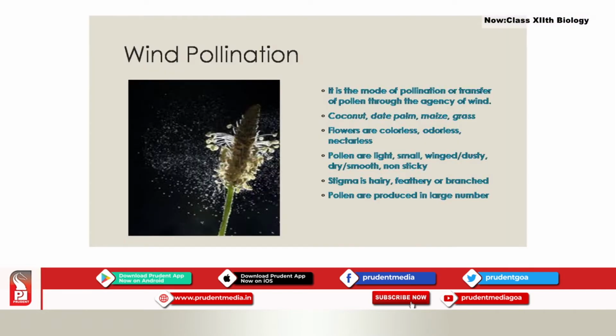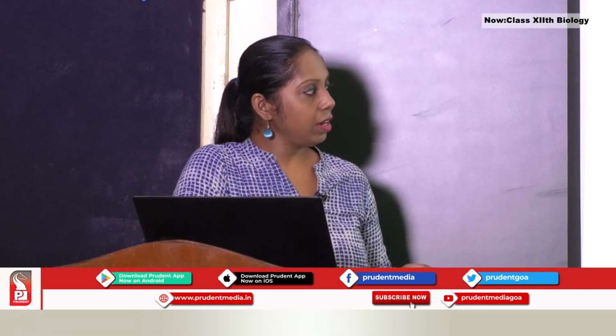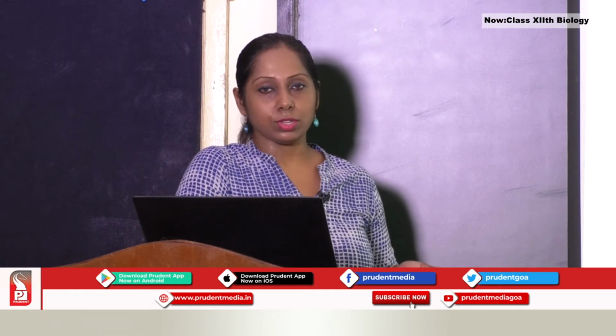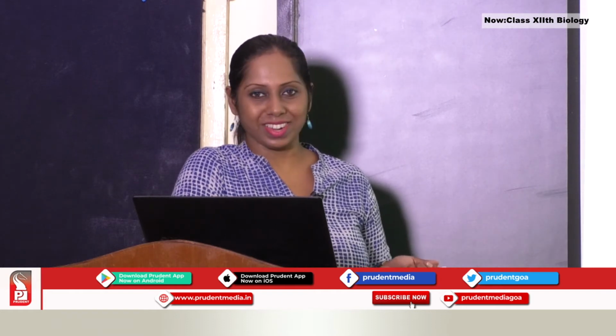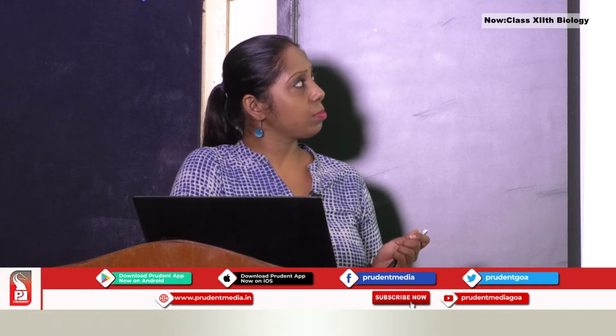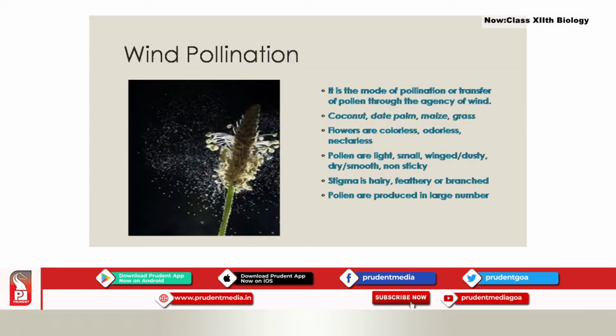What should be the nature of the stigma? The stigma in the female flowers should be hairy, feathery or branched, so that they are able to trap the pollen grains which get transferred with the wind. And the pollen are produced in large numbers. So you notice here there is wastage of pollen grain. Why? Because the pollinating agent involved is wind.